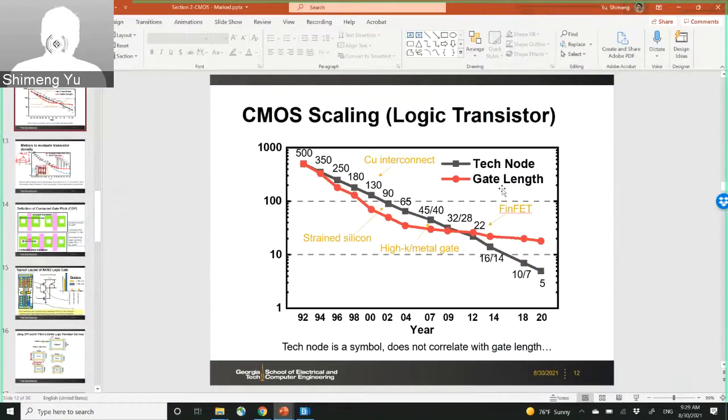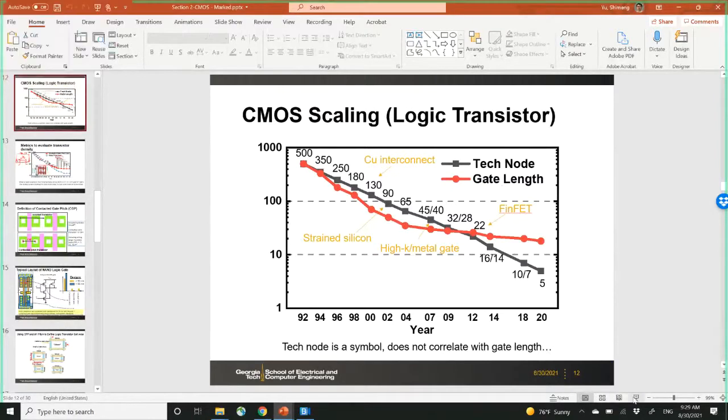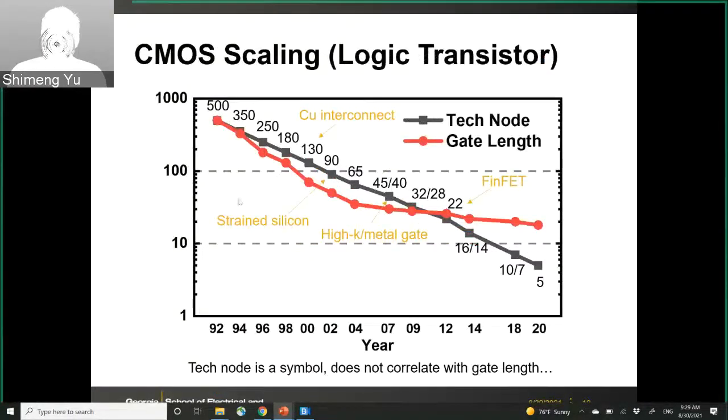Hello everyone, welcome back. So today we are going to first finish what is left in the last lecture on the CMOS scaling, and then we will talk about the SRAM starting from today's lecture. So this is where we have discussed.